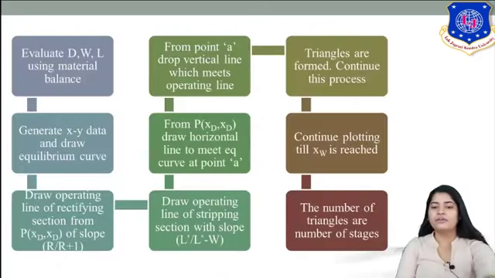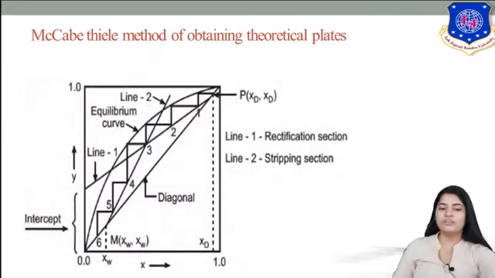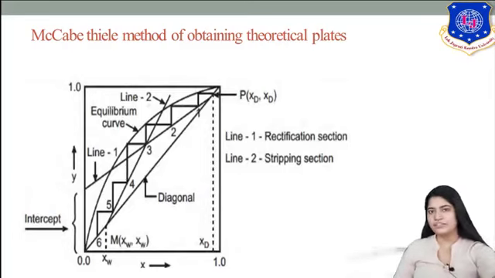Now carry this out till XW is reached. At point 3, which is the intersection of the enriching section and stripping section, you now draw your triangles on the operating line of the stripping section. You started drawing triangles on the operating line of the rectifying section, and after the intersection point of the rectifying and stripping sections, you continue drawing triangles on the stripping section. We carry out the process of drawing the triangles till XW is reached.